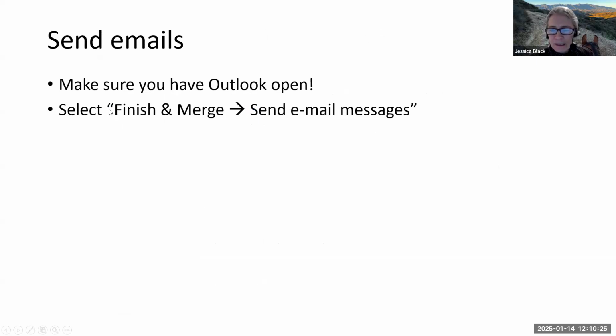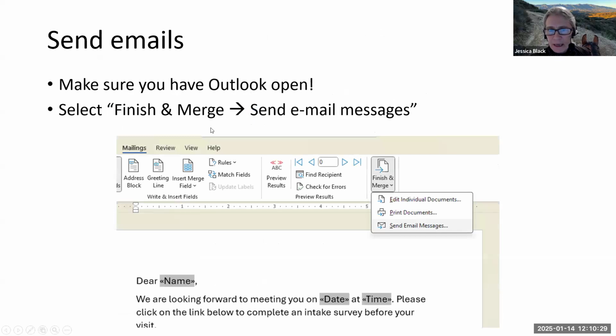Okay. You select finish and merge and send email messages, right? If you do not have Outlook open, what's going to happen is if you suddenly realize, oh, I've asked it to send 400 messages and I forgot to have Outlook open, you open Outlook, it's going to send everything. So if you've done it twice because you think it's not working, you're going to spam people. So make sure you have Outlook open in the first place, right? So you select finish and merge and then send email messages.